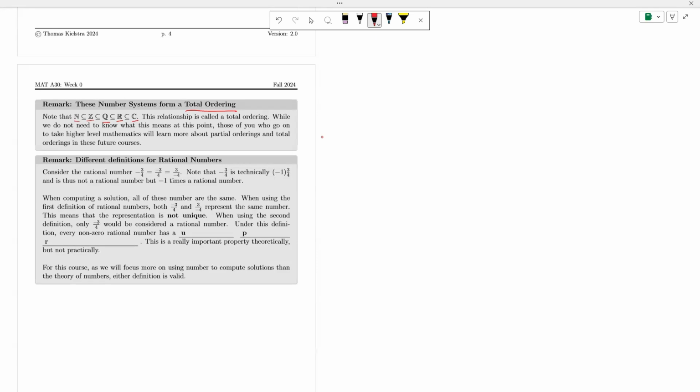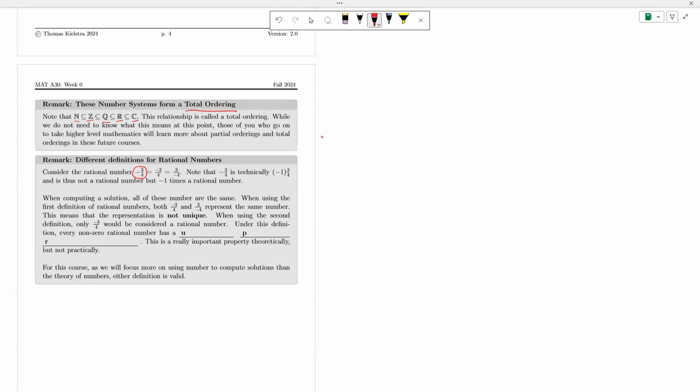Before we move on to more review, I wanted to make a quick remark about the definition of rational numbers. If we think about the numbers minus 3 over 4, minus 3 over 4, and 3 over minus 4, they're all equal. Note that minus 3 over 4 is technically minus 1 times 3 over 4. That means that this expression here is not a rational number technically. It's minus 1 times a rational. But when we compute solutions, these are all the same, and if you were to give an answer, all of them would be okay.